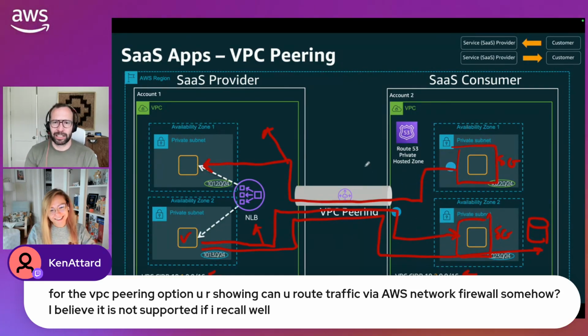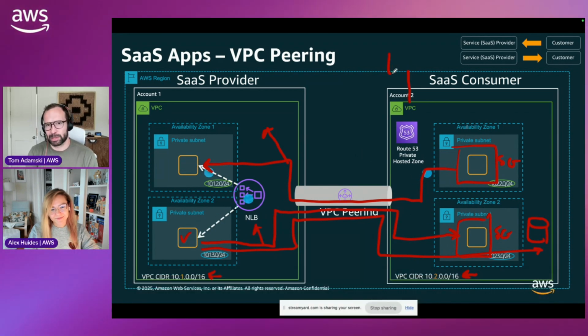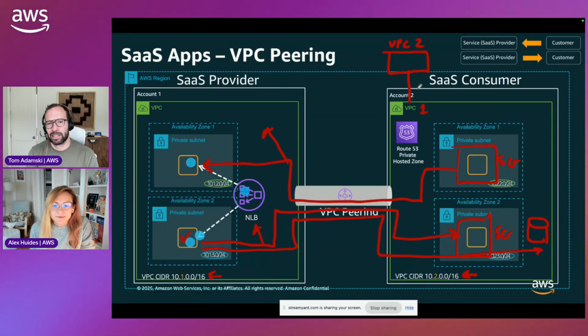Correct. Yeah, and then the other kind of downside here, if you have another VPC, right? So I'm just going to add it here. Hopefully that's showing well. So it's called VPC2, and this is VPC1, and maybe they're peered.